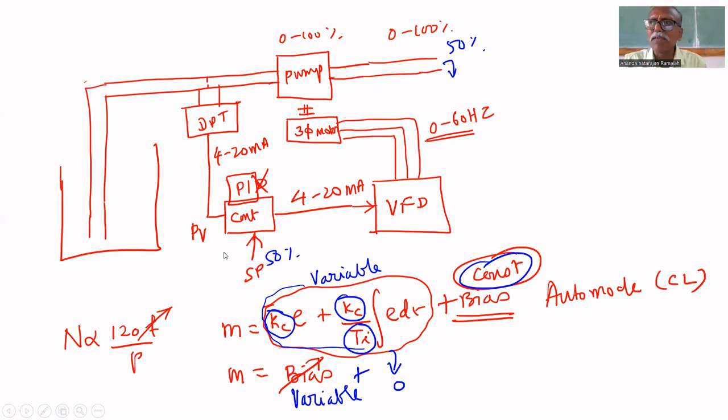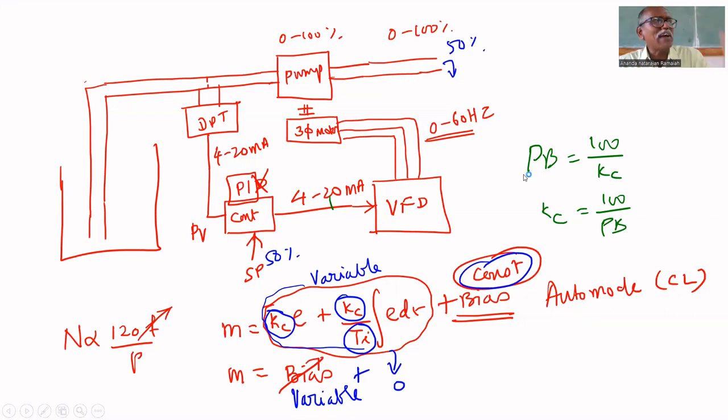What is the relation between PB and Kc? PB equal to, already we have seen, PB equal to 100 by Kc, or Kc equal to 100 divided by PB. We are going to enter in terms of PB, which means inversely proportional. Kc infinity means PB 0. So for maximum gain, you have to enter PB equal to 0.